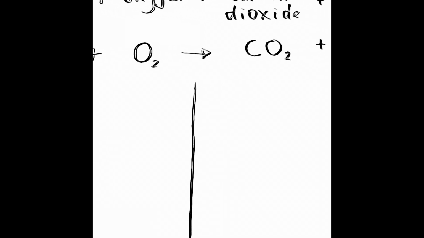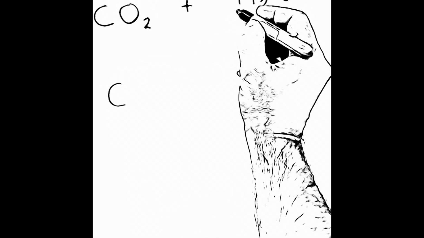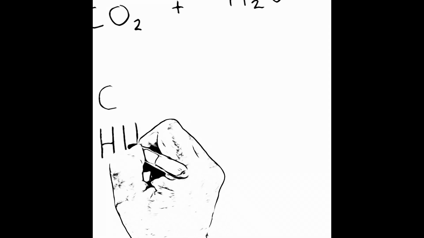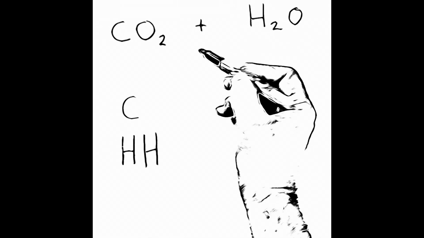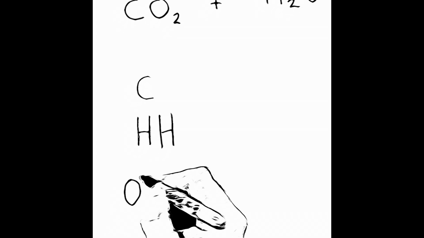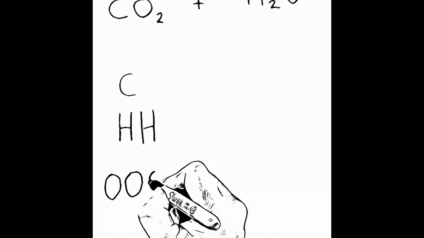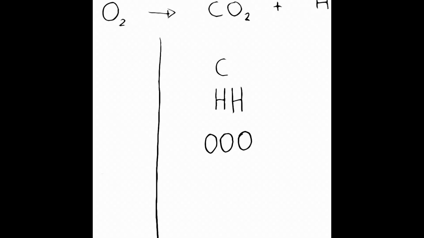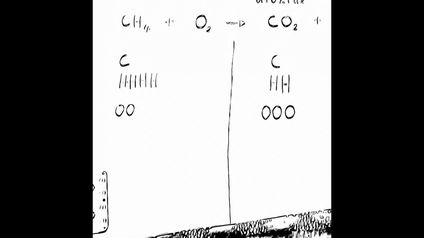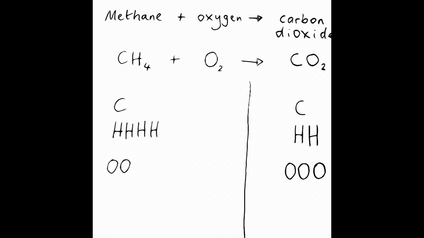On the right hand side, we've also got 1 carbon from our CO2. If you count the hydrogens, we've got 2 hydrogens there from our water, H2O, 2 oxygens from the CO2, and a further oxygen from the H2O, because the 2 is for the H, not for the O. And that equation you can clearly see is not balanced. We need another oxygen on the left and 2 more hydrogens on the right.